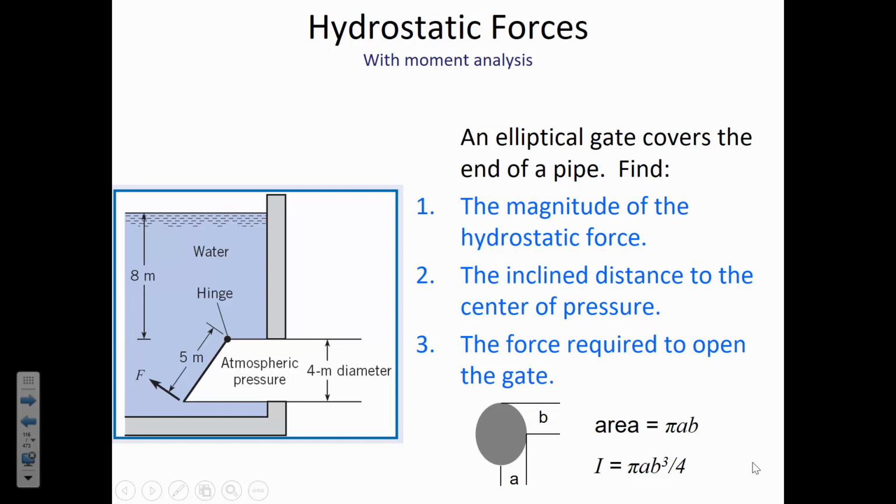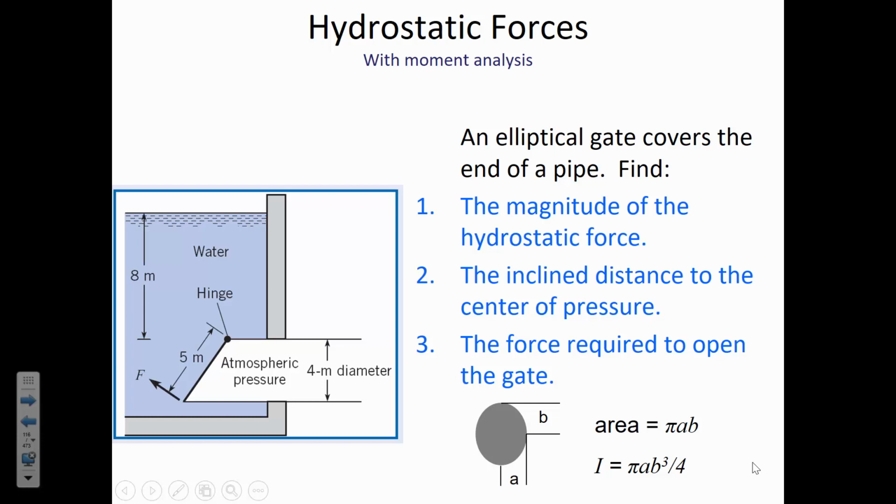And so we can find the magnitude of the force. The force is the pressure at the centroid times the area. So that is delta H times gamma times the area. Okay, so that's 10 meters times the unit weight. And this is just water that's in there, so 9810 newtons per meter cubed.